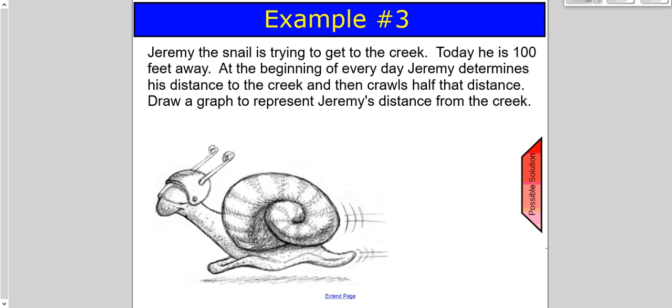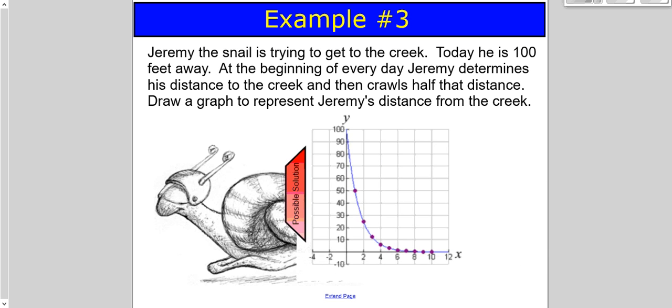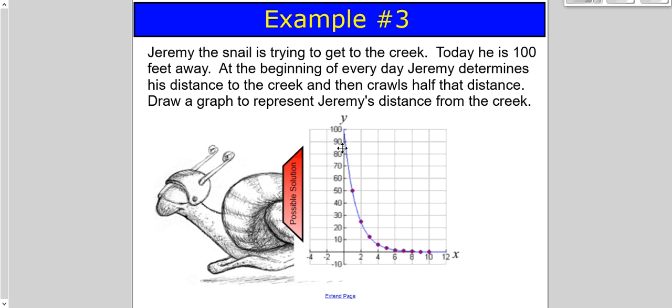All right, let's take a look, see how Jeremy did. This is what it would look like. Look at this. So he was at 100, then 50, and then he was at 25, and then 12.5, then 6.25, and then on and on and on. And we get this lovely curve. So this is non-linear.